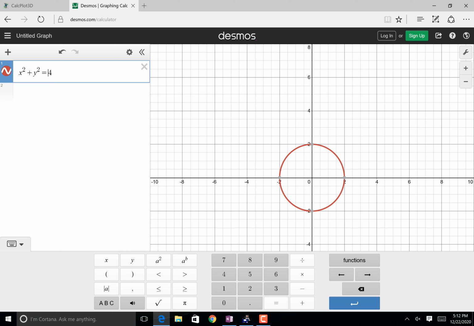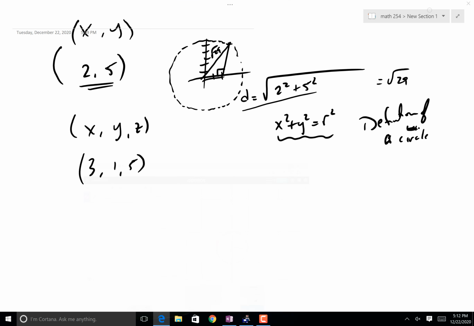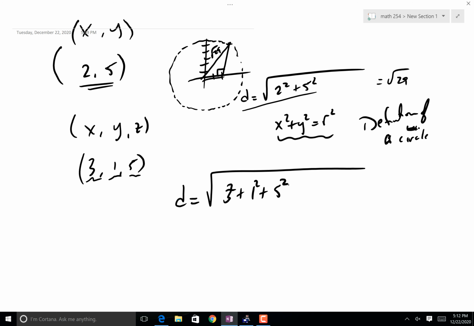Yeah, that's great. Now, why do I care about that? We're in 3 dimensions now. I'm glad you asked. This is 3 over on the x, 1 on the y, 5 on the z. The distance formula for that would simply be 3 squared plus 1 squared plus 5 squared. It's 26, and 9 is 35, I think. Square root of 35.